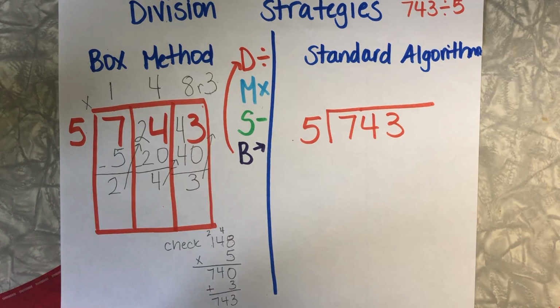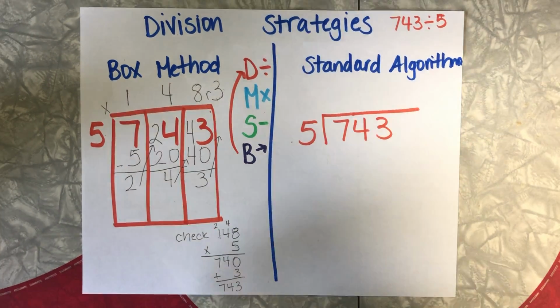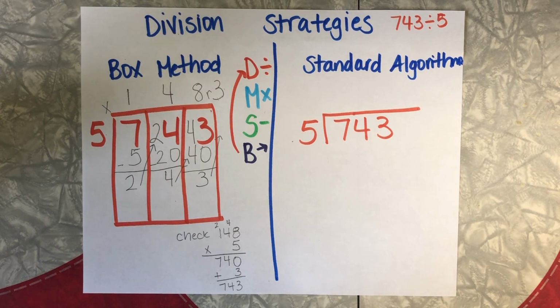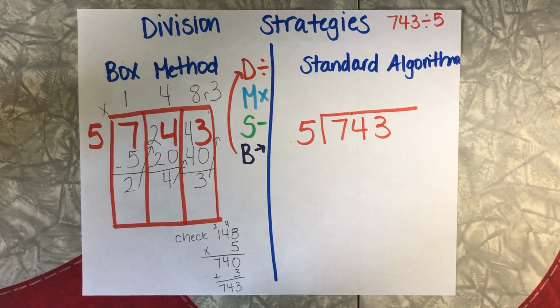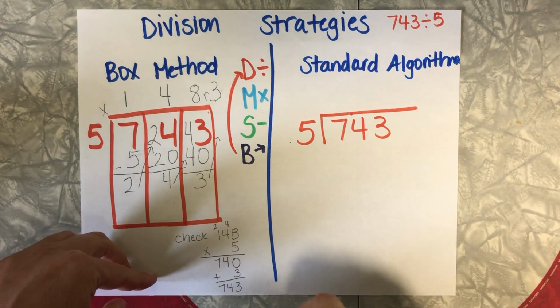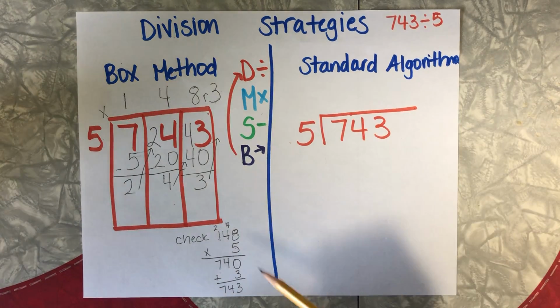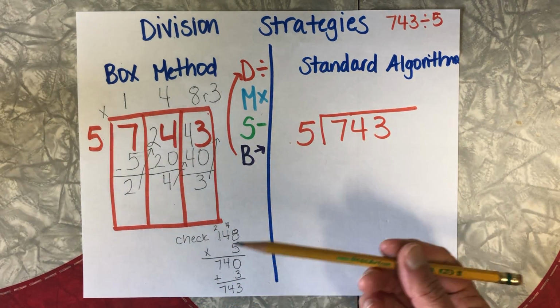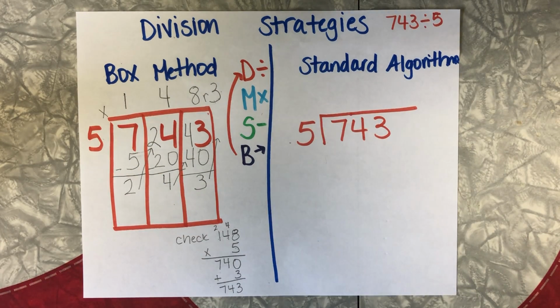All right, the standard algorithm. Same exact thing as the box method. Lots of you said, I'm not ready for the standard algorithm, and that's completely fine. If this box method is your way, keep doing it. It's really easy to tell when you're done in the box method. It looks a little bit like the place value chart that we used earlier this year. So hey, if that works for you, go for it.